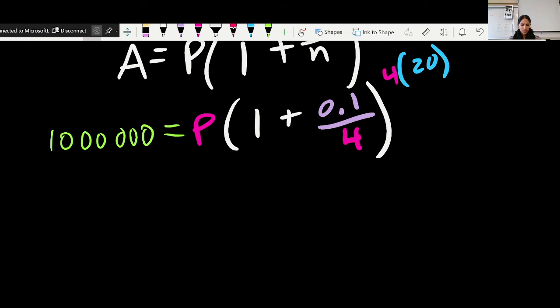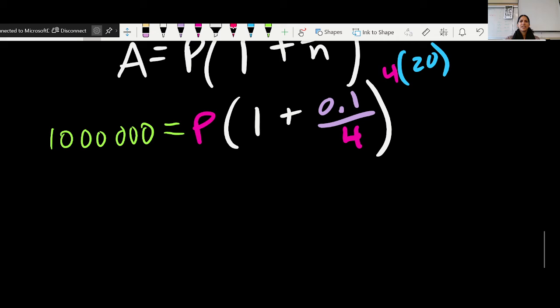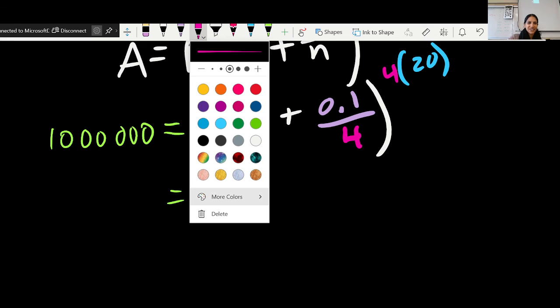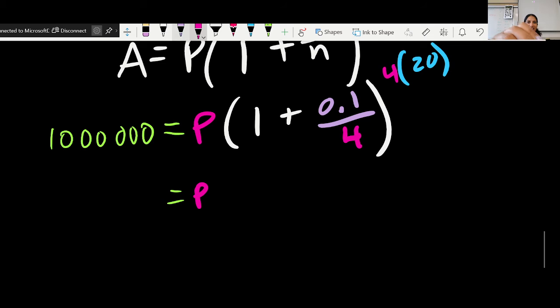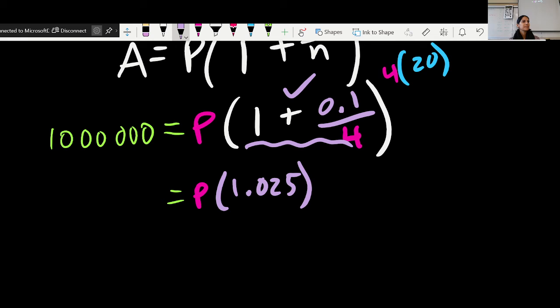Okay, so what can we start to simplify already? The 0.1 divided by 4? Sure, let's do that first. So 0.1 divided by 4. Then we have to plus 1 to it. So we can start to clean things up a bit. The color coding is really slowing me down, but that's okay. In our brackets here, we would get 1.025. Everybody okay with how we got that when we dealt with all this?